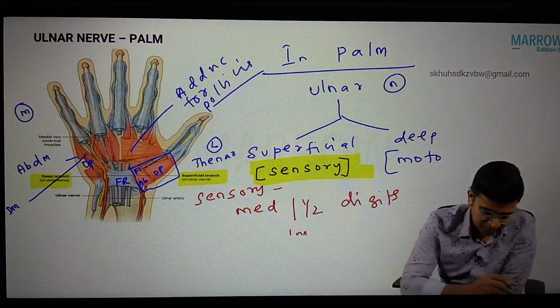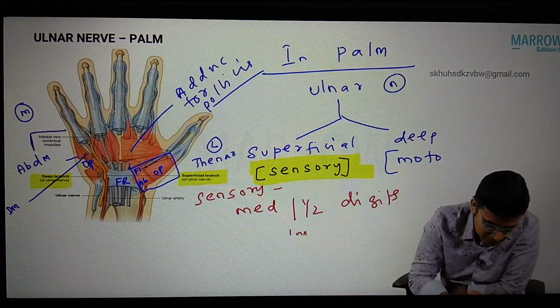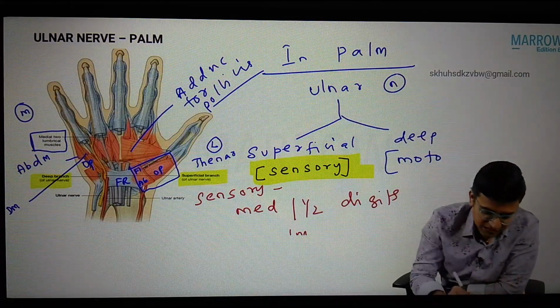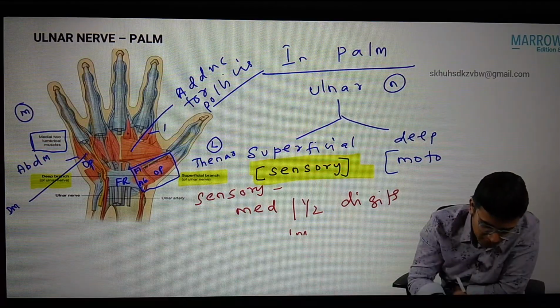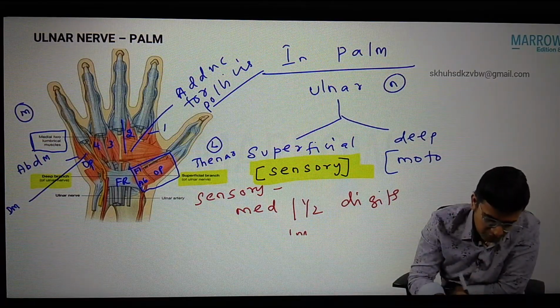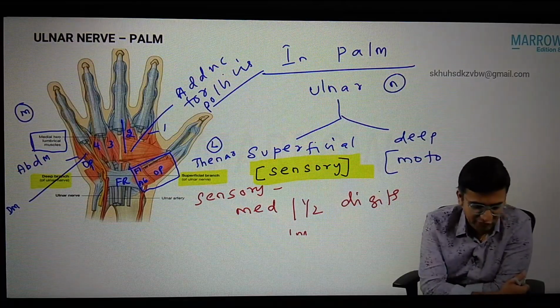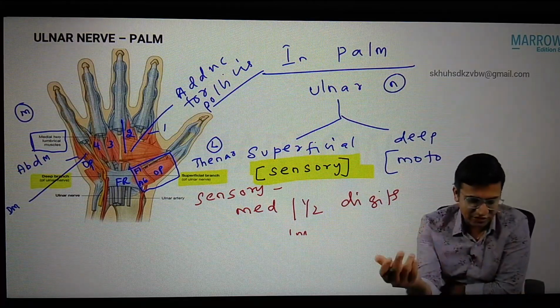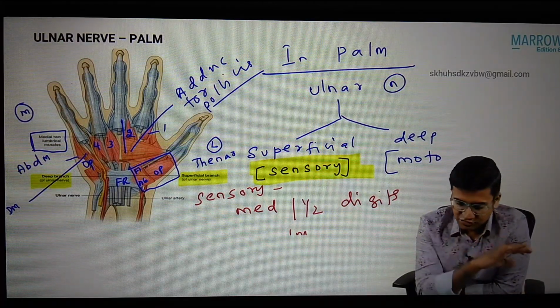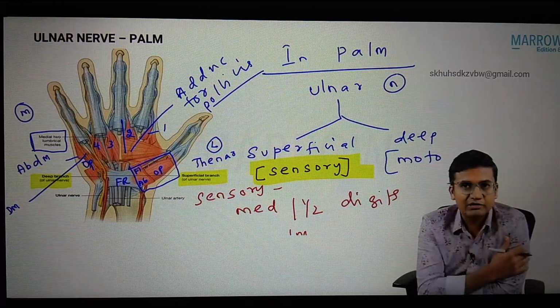Okay. Now, lumbricals. Medial to that, this is lumbrical 1, lumbrical 2, lumbrical 3, and lumbrical 4. Lumbrical 1 and 2, median nerve. 3 and 4, ulnar nerve. And palmar interosseous, dorsal interosseous. So, these are the muscles supplied by ulnar nerve in the palm.